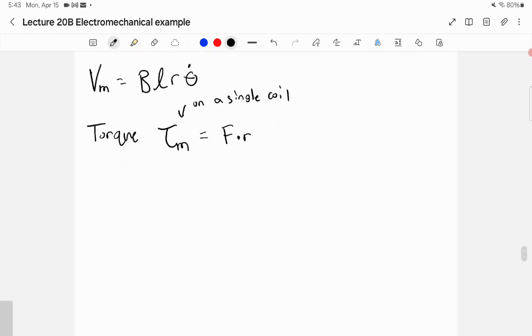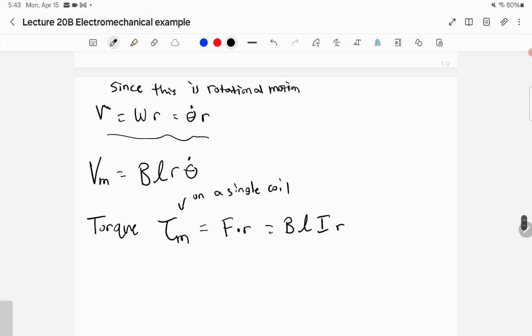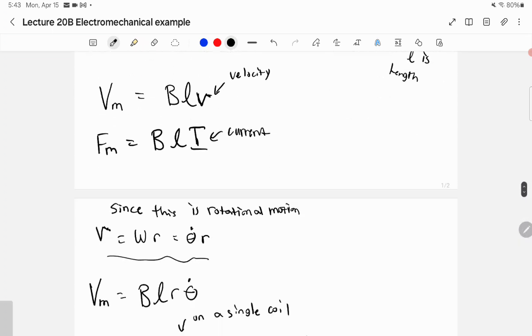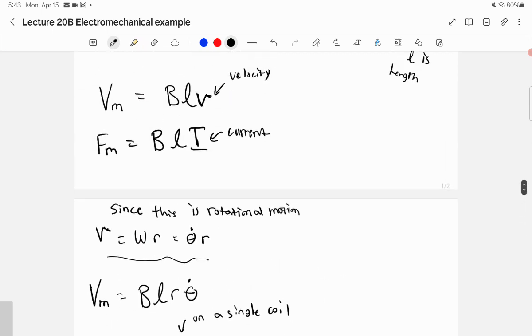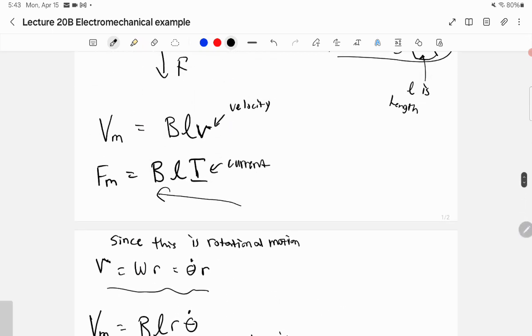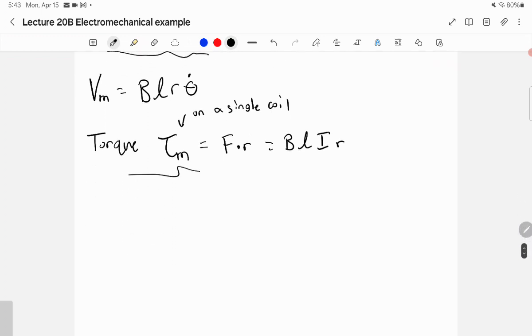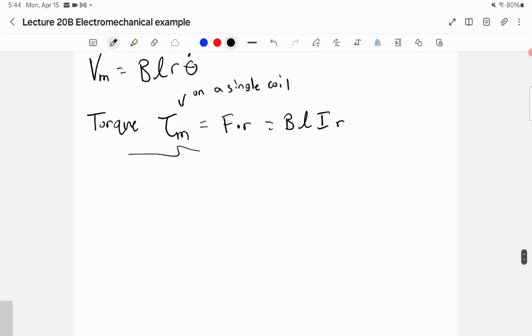The torque is the force times the radius, which is equal to BL times I times R. We already saw earlier in the other video that the force is equal to BL times I, so the torque then is BLI times R. And this is a general expression for the torque.